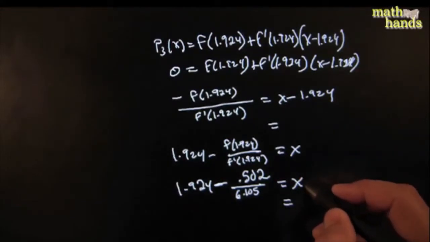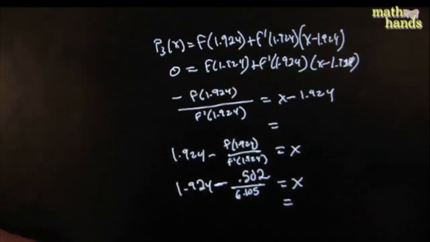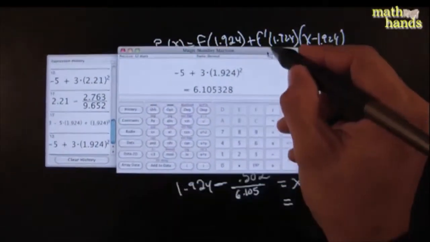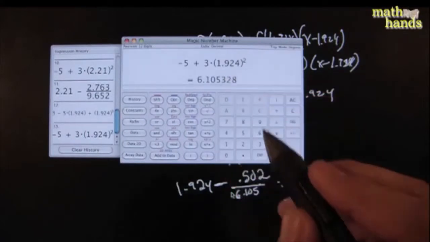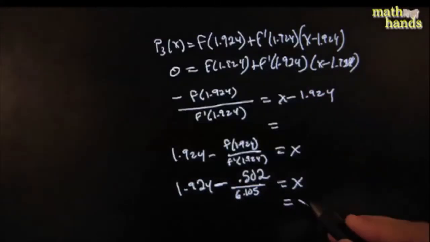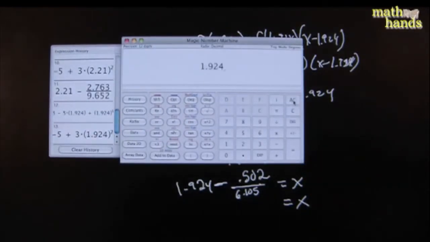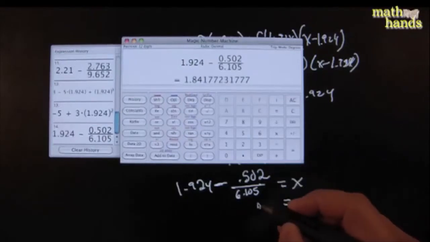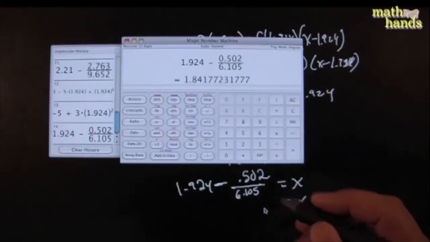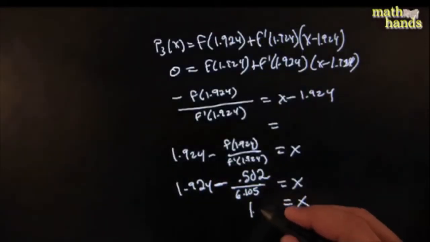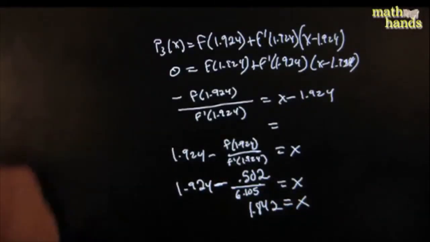What was this? x4, I think we're up to. So let's do it. Let me see, let me have some room here. I've got to plug this into there so I can figure out the next x. x is equal to, let's clear this, 1.924 minus 0.502 divided by 6.105. Bam. Oh, 1.841. No, 1.842. That's my next x.